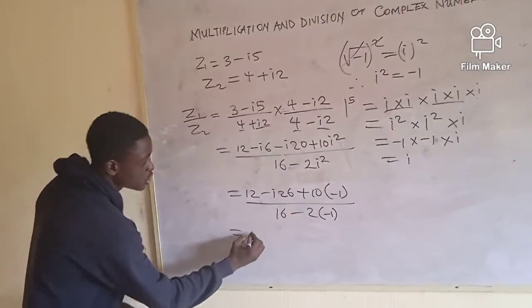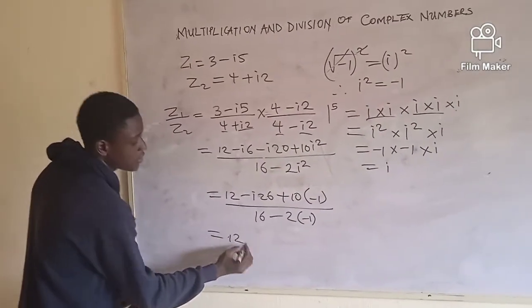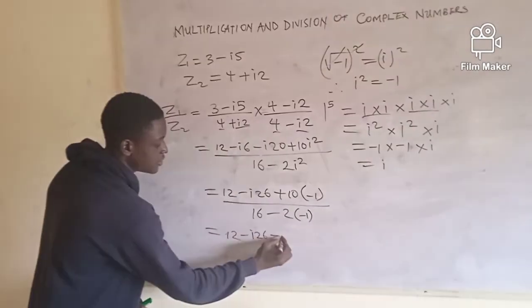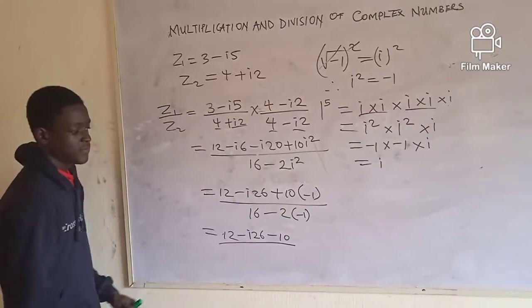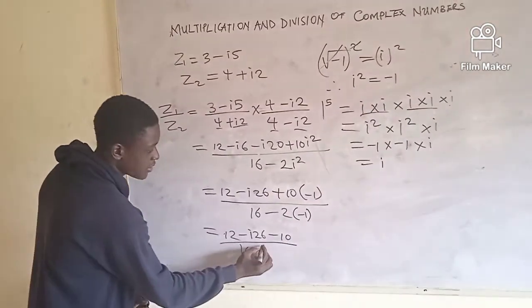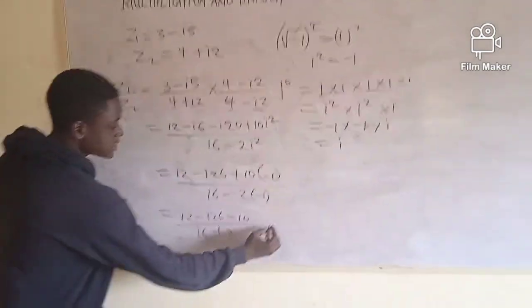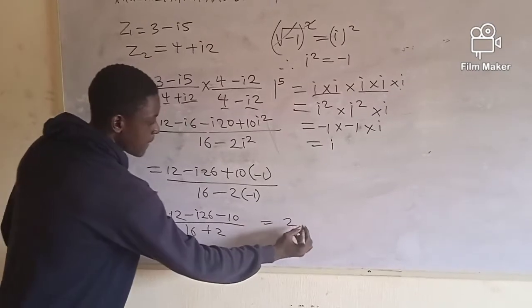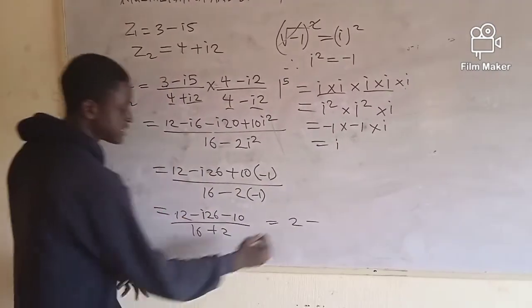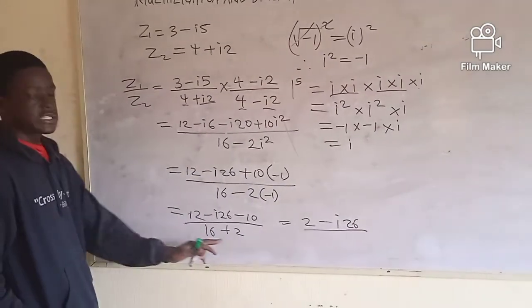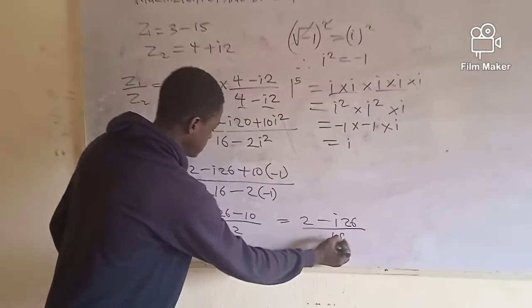This is equal to 12 minus 26i minus 10 divided by 16. Then minus 2 times minus 1 gives us plus 2. This is equal to 12 minus 10 gives us 2, minus 26i, divided by 16 plus 2, which is 18.